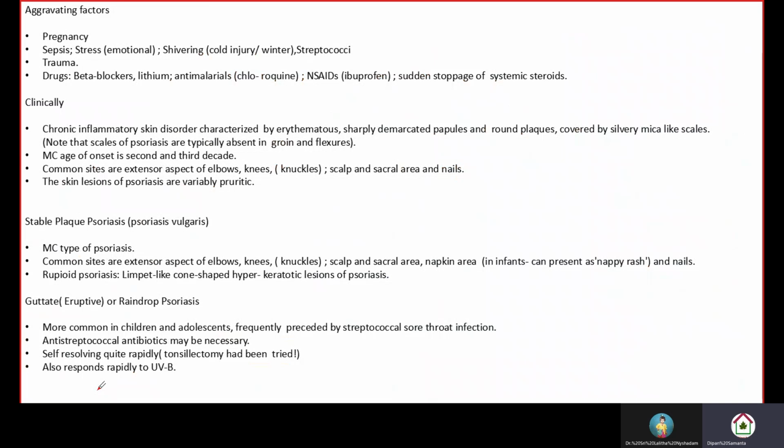Some of the aggravating factors of psoriasis include pregnancy, sepsis, stress, cold injury or winter, streptococcal infections, trauma, and drugs like beta blockers, lithium, the mood stabilizer, antimalarials like chloroquine, and NSAIDs like ibuprofen. Sudden stoppage of systemic steroids can aggravate psoriasis.